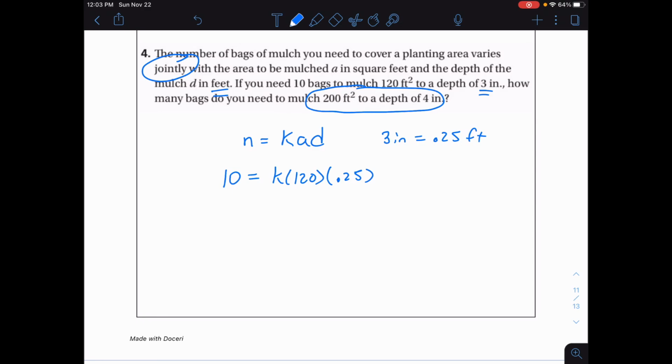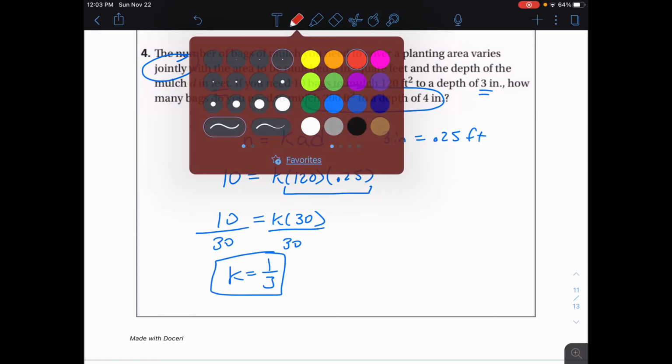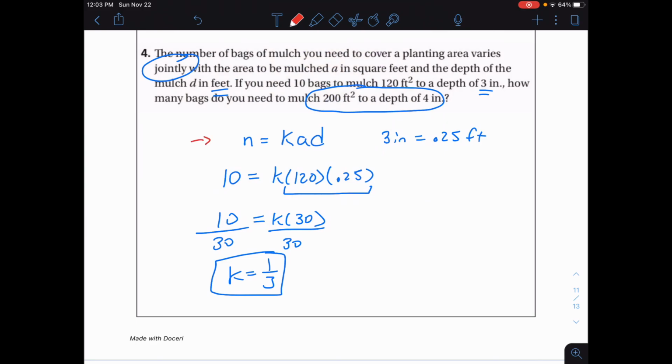Let's just figure out what k is in this case. I'm going to go ahead and simplify this part here. So this is k times 30 equals 10. I'll then divide by 30. And I get k to equal 1/3. So now that I know k is 1/3, I'm going to plug this back in to my original expression with my new values in order to figure out how many bags are needed.